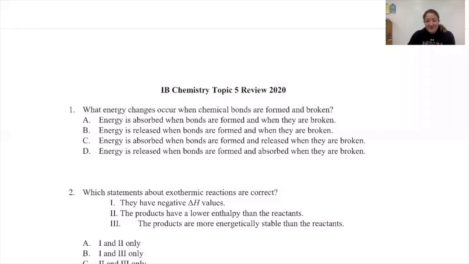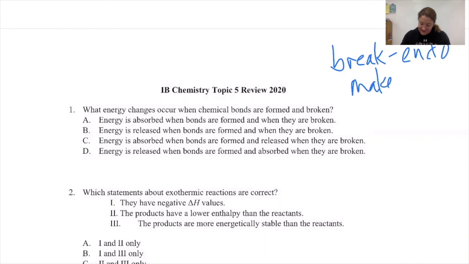All right, let's go through the first few of these. What energy change occurs when chemical bonds are formed and broken? We have learned that breaking bonds requires energy, and making bonds releases energy. So I need to look for which answer is consistent with that.